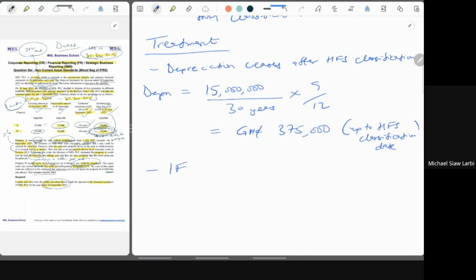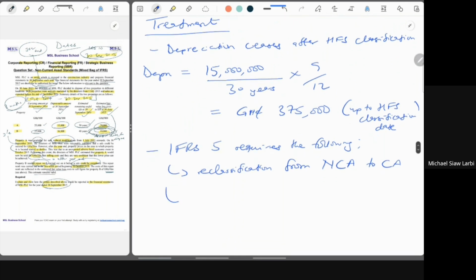So IFRS 5 requires the following, right? We can talk about our reclassification from our non-current assets to our current asset section of the financial position statement, or a separate section of the asset side of the financial position statement, anyhow, right?